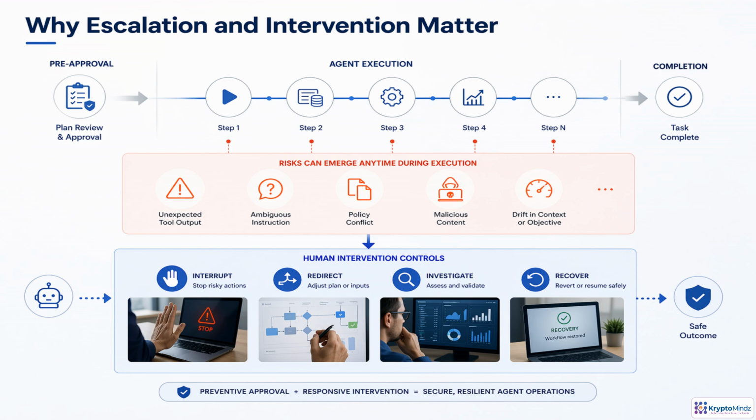Escalation and intervention give humans a way to step in at that moment, to interrupt an action, redirect the workflow, investigate what happened, or recover safely. The goal is not to slow agents down. It is to limit blast radius when conditions shift.